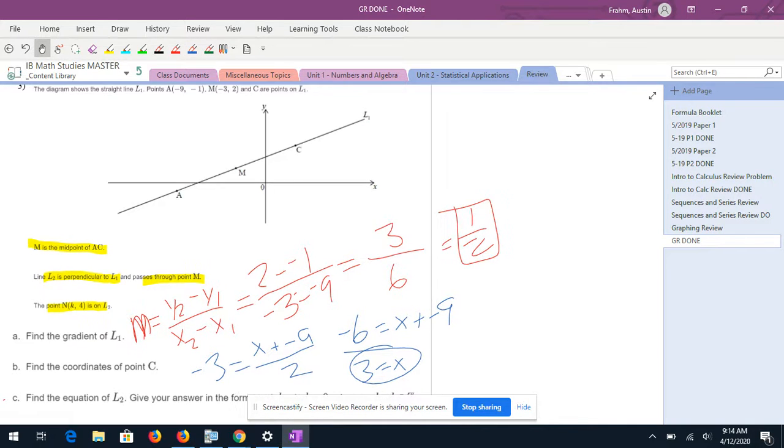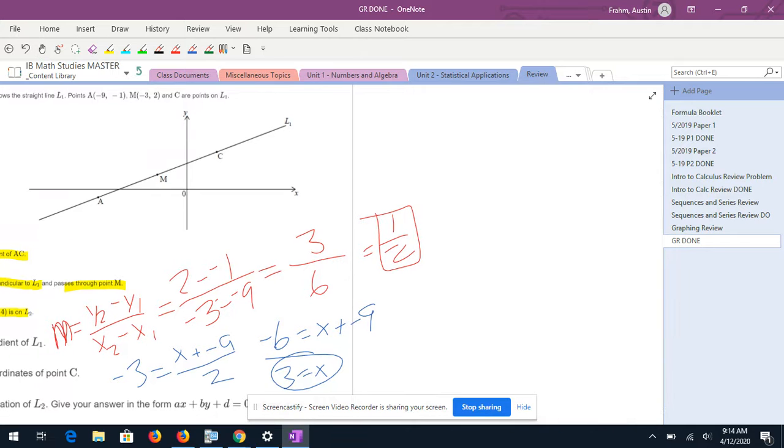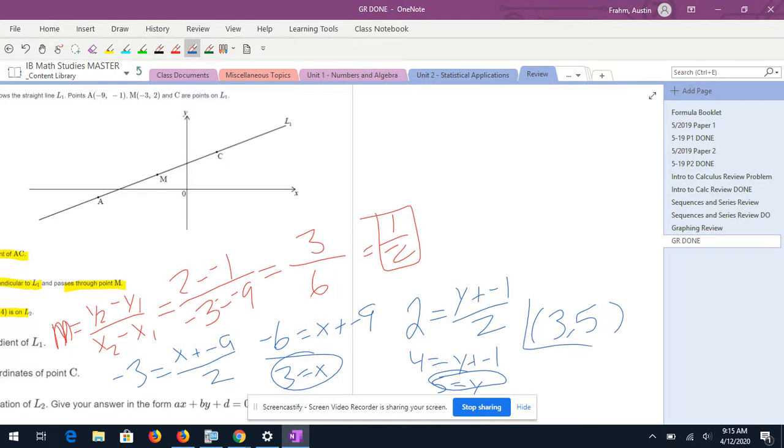I would do that same thing for the y-coordinate. So the y-coordinate of point M is 2. So we would say that 2 equals the y-coordinate of point C, which I'll label as y, plus the y-coordinate of point A, which is -1, divided by 2. Again, their average. So then if I multiply both sides by 2, I would get 4 equals y plus -1. Add 1 to both sides, and I get that the y-coordinate is 5. So the coordinates of point C would be (3, 5).